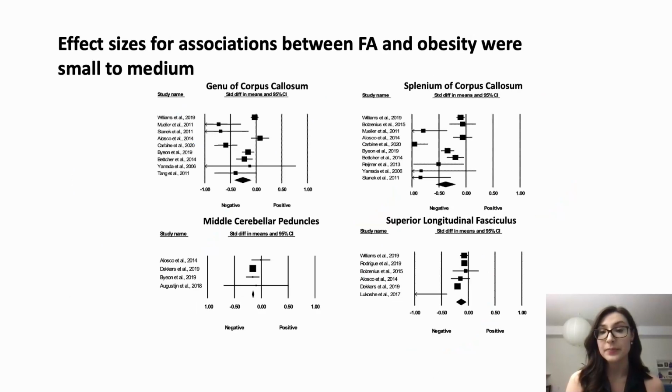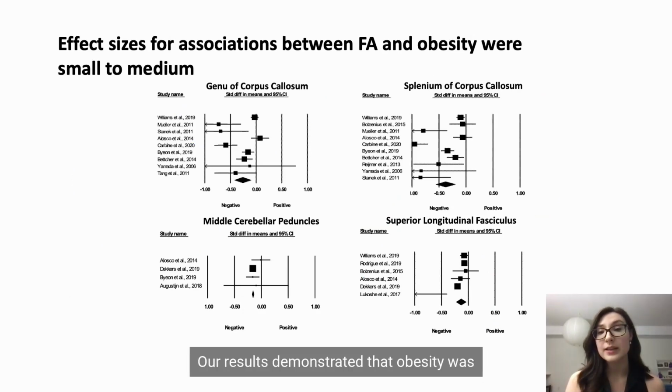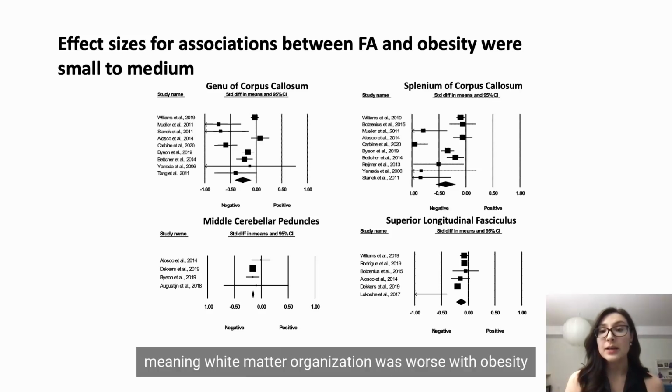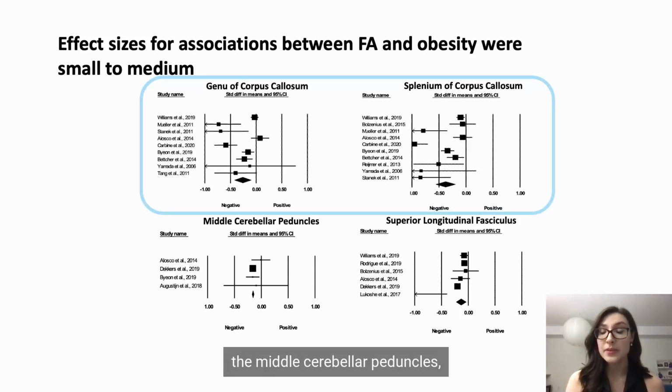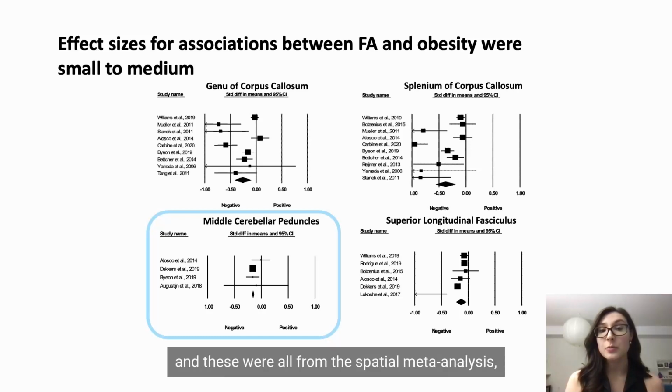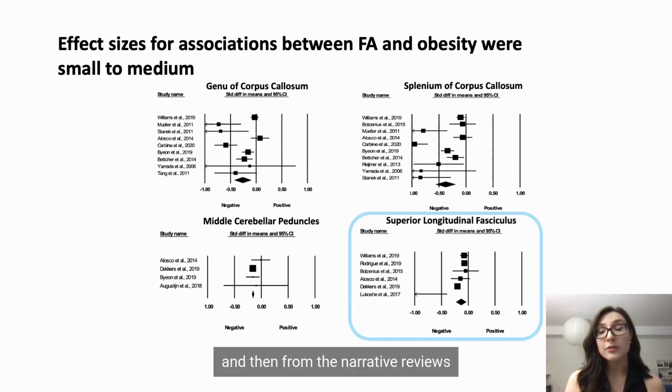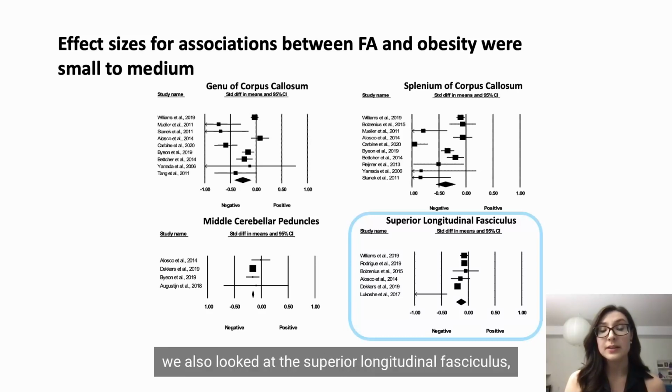for each study. Our results demonstrated that obesity was negatively associated with fractional anisotropy in white matter, meaning that white matter organization was worse with obesity and that water diffusion is less directional, or isotropic. The effect sizes for these associations were small to medium in the genu and splenium of the corpus callosum and the middle cerebellar peduncles, and these were all from the spatial meta-analysis. And then from the narrative reviews, we also looked at the superior longitudinal fasciculus, which had a negative association as well.